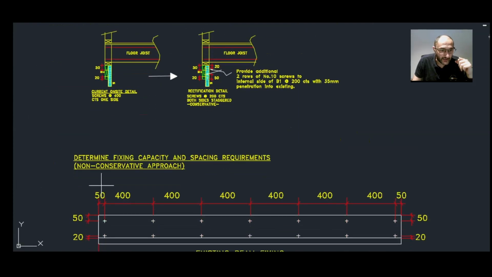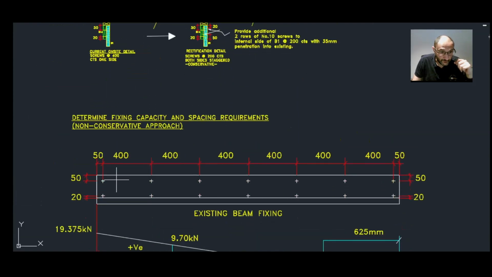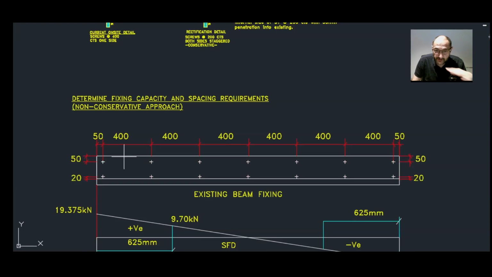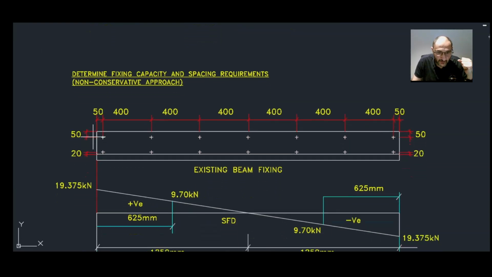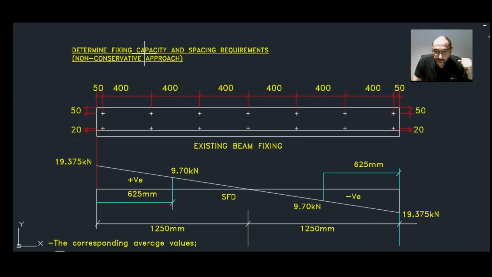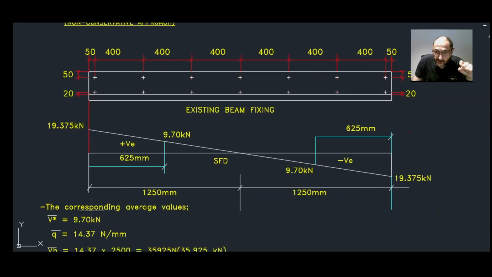Now let's have a look at the other approach. We can determine the capacity and the spacing required using a non-conservative approach, okay? So, to save the day for everyone, here we have another elevation of the existing. We've shown the existing beam again and the fixings at 400 centers. And I've shown here the shear force diagram as well, just under the elevation, so you can see what's happening.